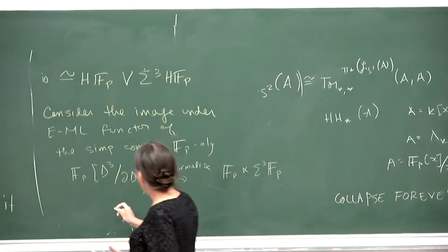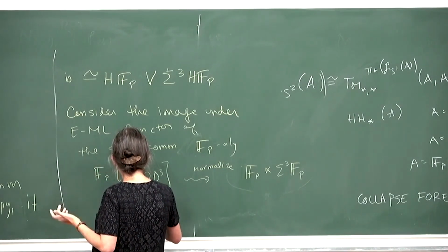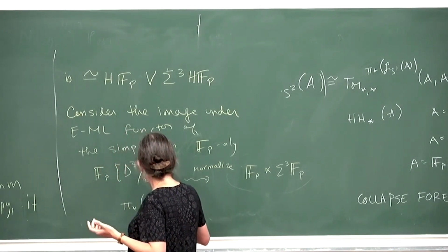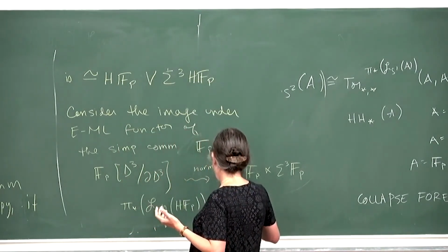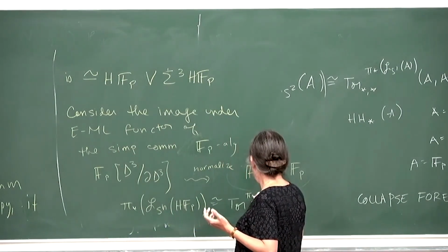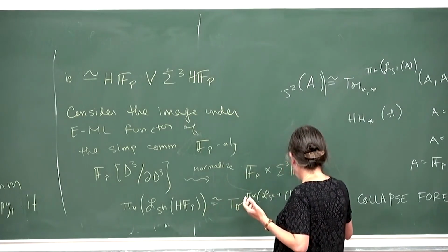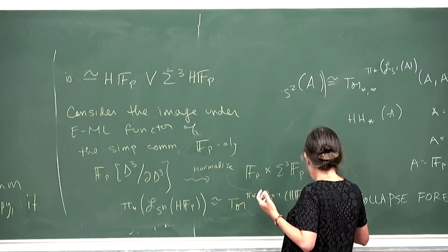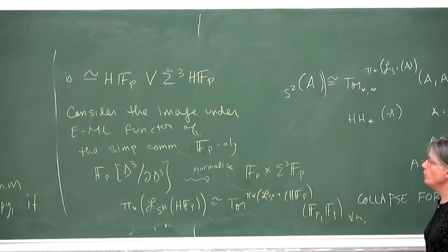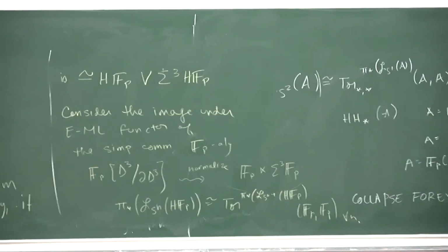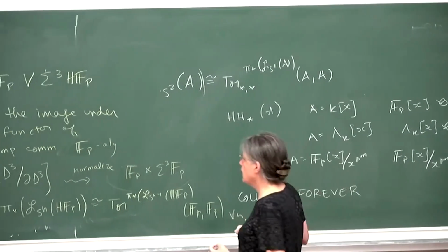So we get that pi of LSN of HFP is isomorphic to Tor of pi of LSN minus 1 of HFP over FP, for all n. Now by the time we submitted the paper, we for sure knew, even I knew, that Mike and Maria had done this years earlier. So that wasn't our main result.